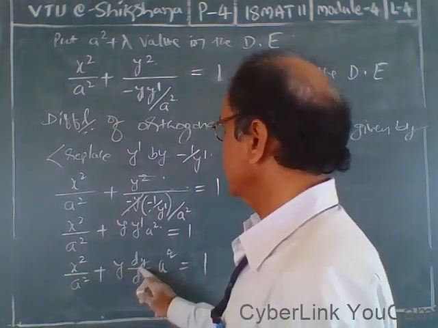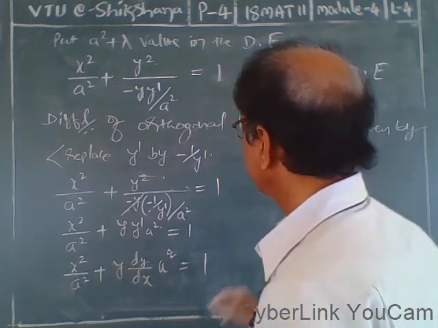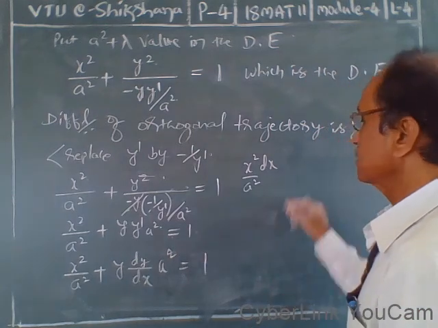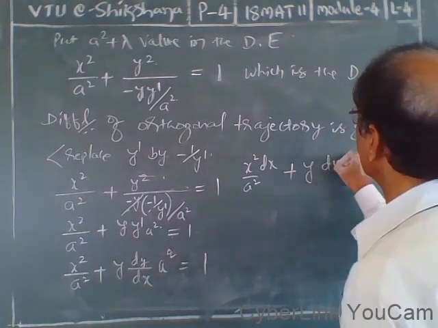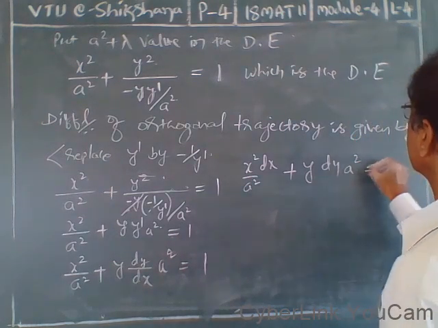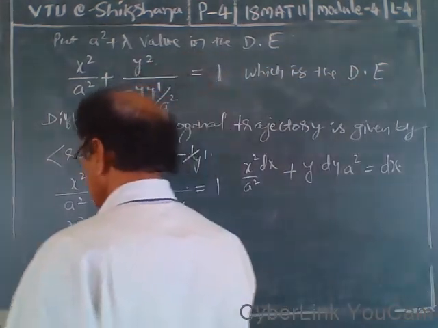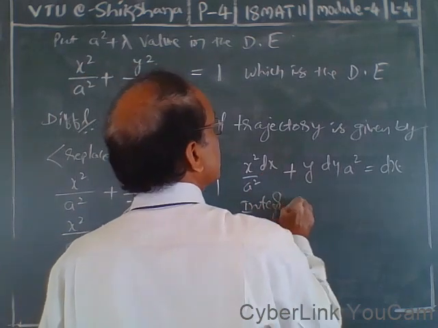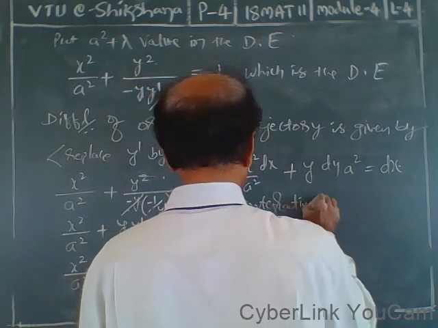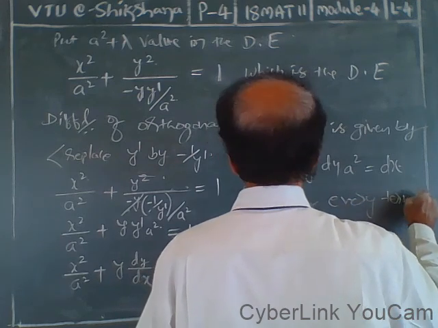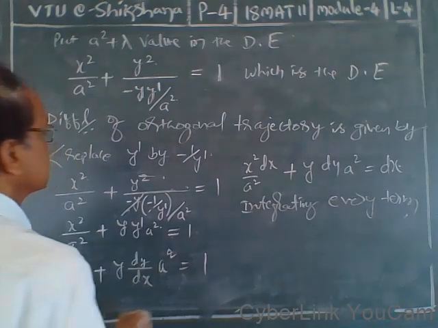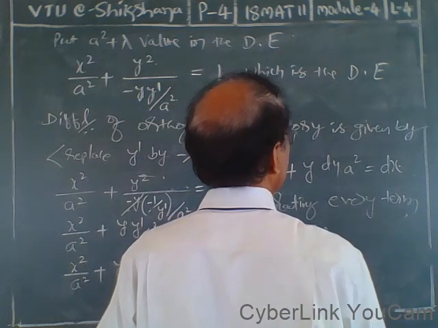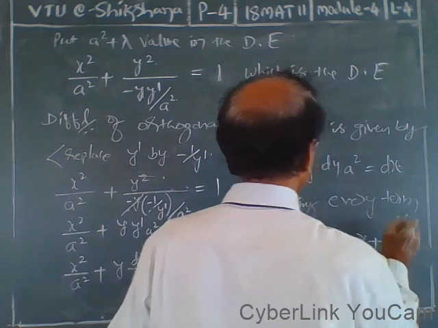Now, you can write this as dy by dx, meaning multiply throughout by dx, that is x square by a square dx, plus y into dy into a square, that is equal to dx. Then what you have to do is integrate every term. Integrating every term, that is x cubed by 3 into a square plus y square a square by 2, that is equal to x, plus a constant.